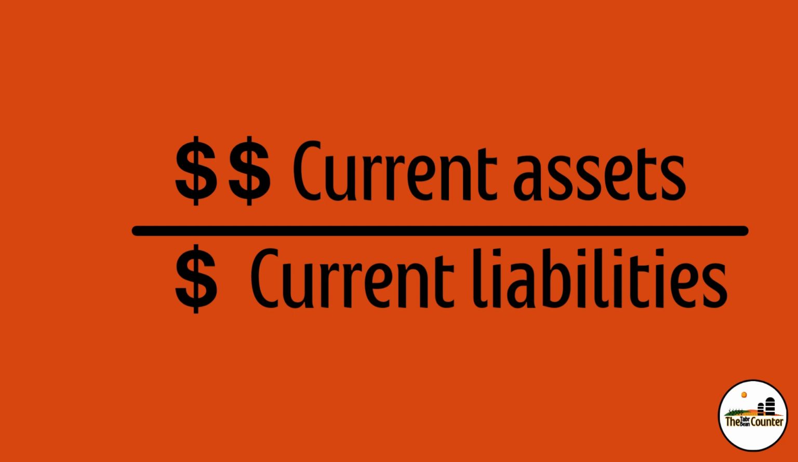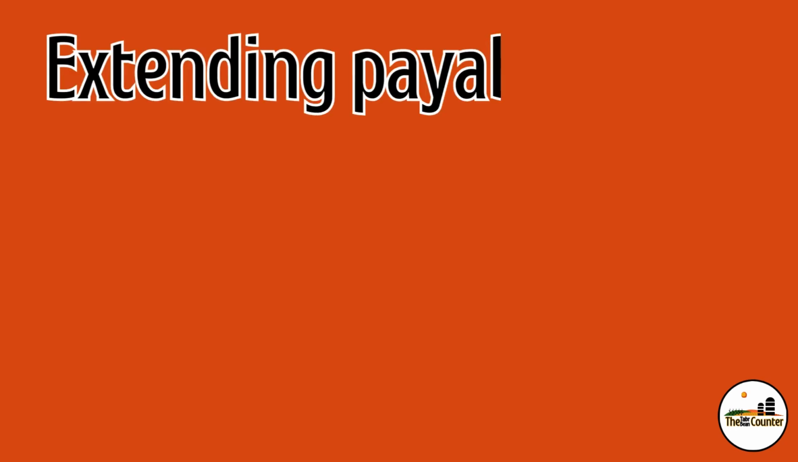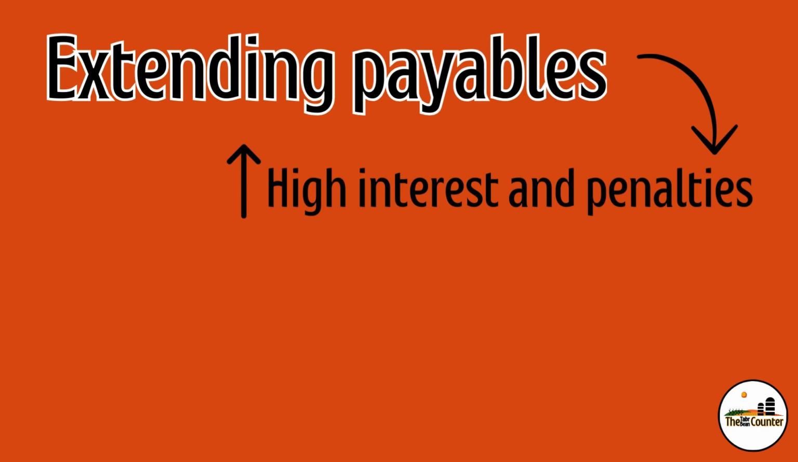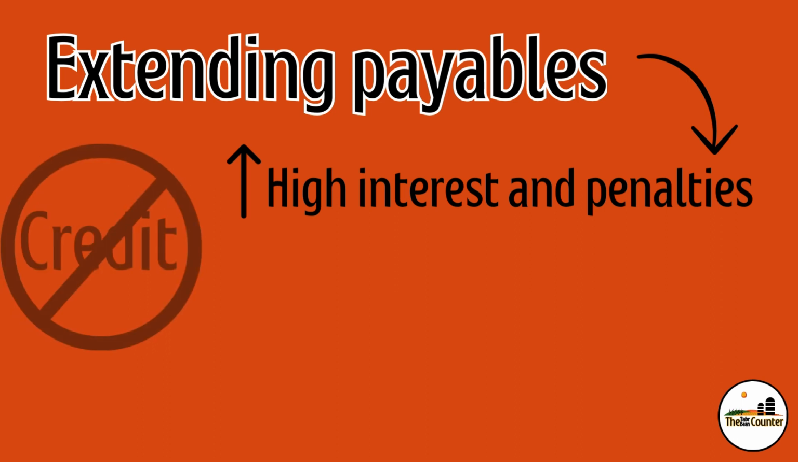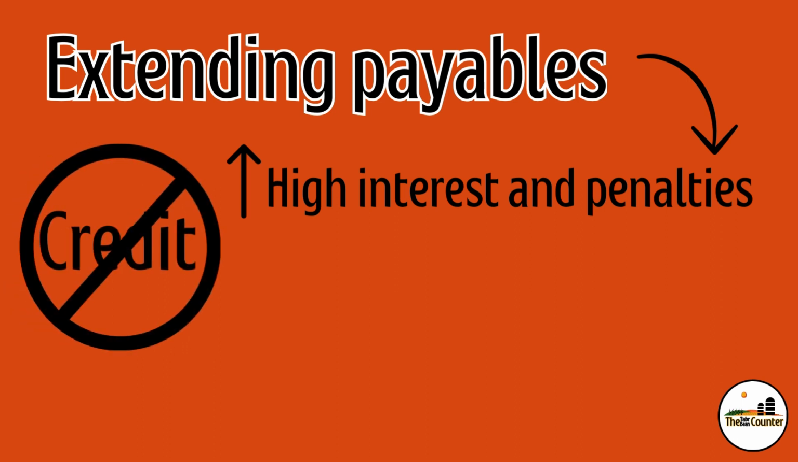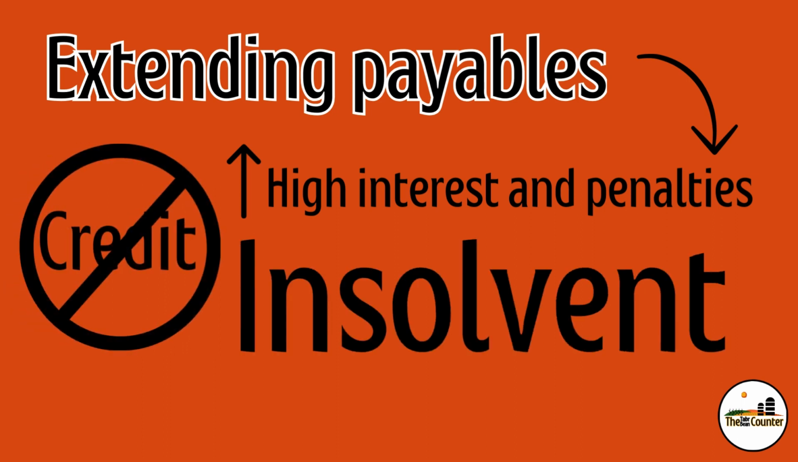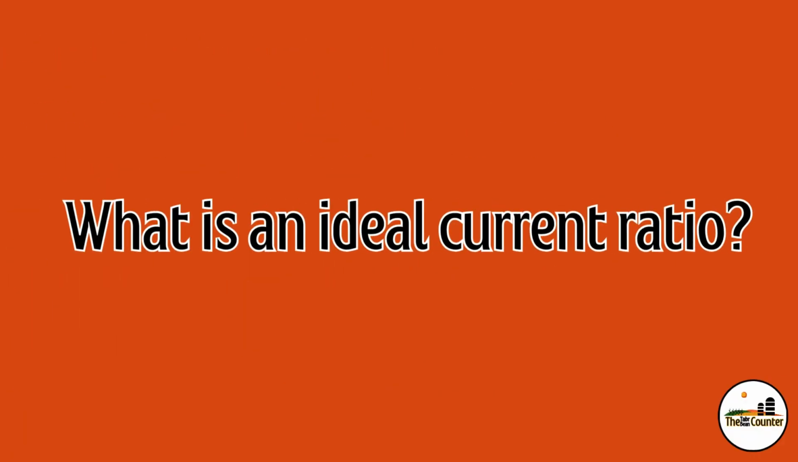Alternatively, too low a current ratio means that a farm does not have enough current assets to cover its short-term liabilities and could run into issues with extending payables. Extending payables results in paying high interest and penalties. Over the long term, if a farm continues to extend payables, it may not be able to obtain credit and eventually may become insolvent.